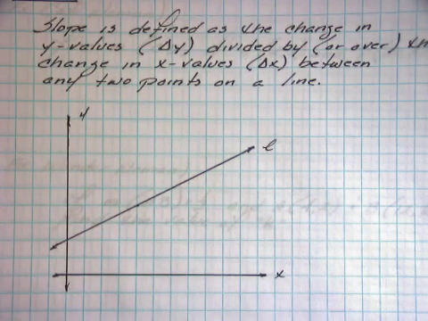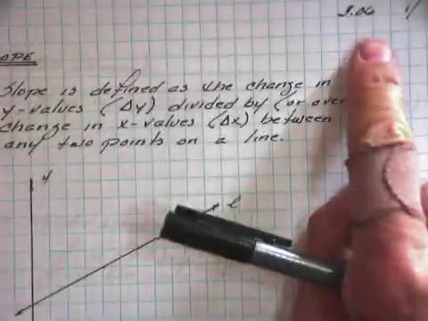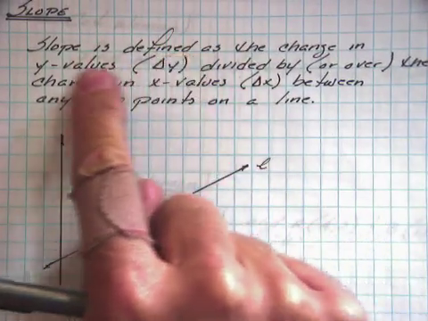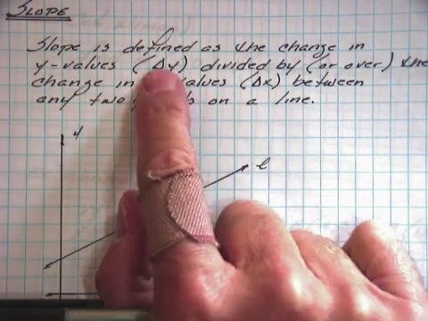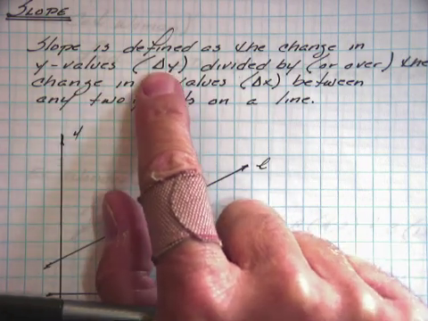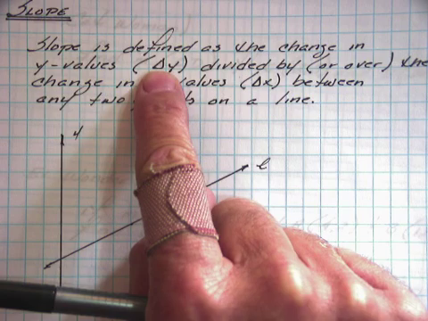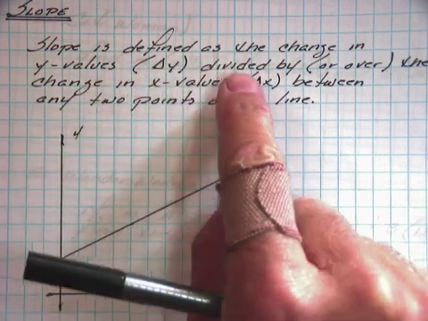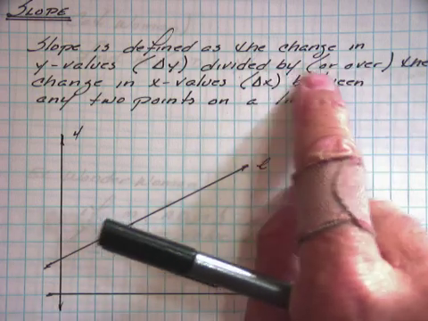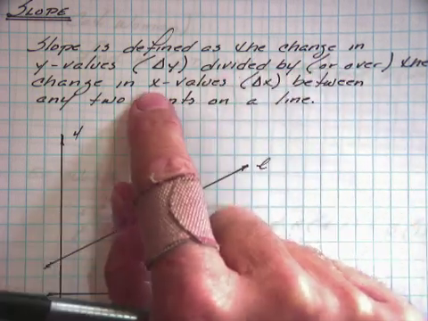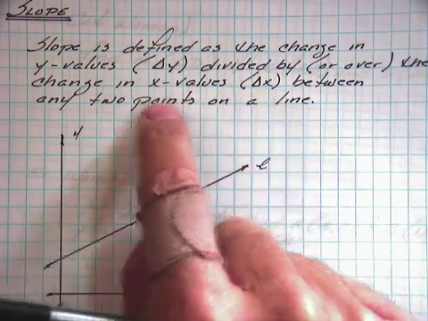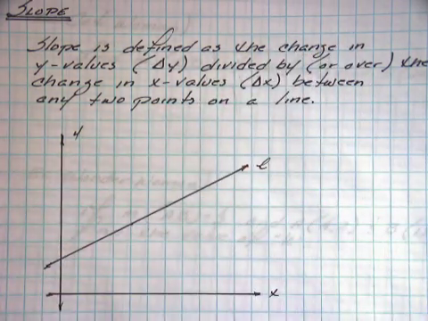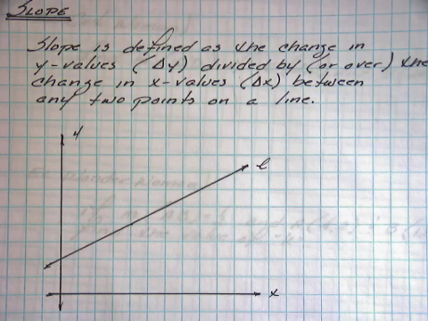I'll zoom in a little bit. Oh, sorry. Chapter 3, Section 6. Slope is defined as the change in y values. What we use for change is the Greek letter delta. It's just a triangle. So change in y values is what we call delta y, divided by, or sometimes we say over, the change in x values, which we call delta x, between any 2 points. So slope is defined as the change in y values over the change in x values.